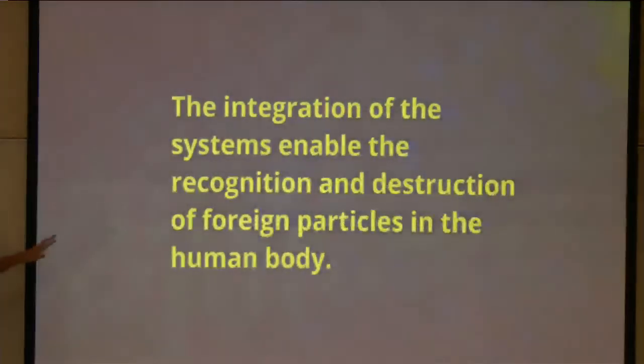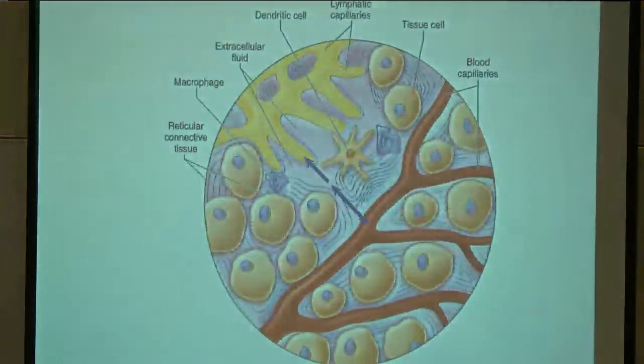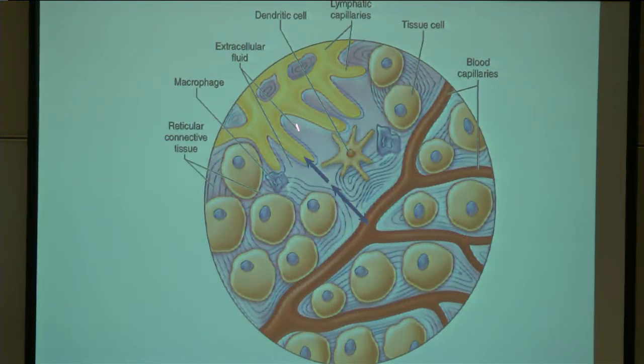So again, they're going to be integrated, work together to give us the maximum amount of protection against these invaders. Here we can see how we can have this connection between different structures. So here we're looking at blood capillaries. We can see this arrow. This is a bidirectional arrow. So that means substances can go into the bloodstream, substances can leave the bloodstream into a tissue space.